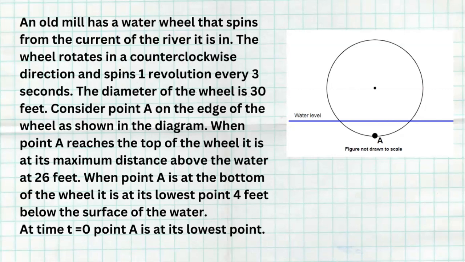So point A starts at its lowest value, which is right here, 4 feet. They're telling us 4 feet below the water. It rotates in a counterclockwise direction until it gets to the very top where it's at its highest point above the water at 26 feet. And then it continues to rotate all the way back to where it began. And that whole process takes 3 seconds to go 1 revolution.